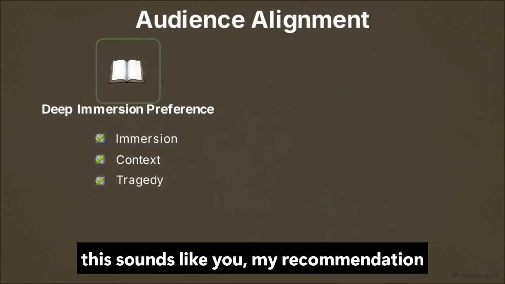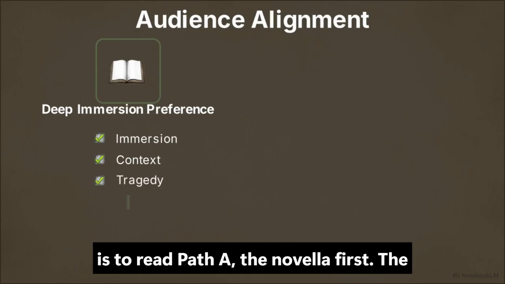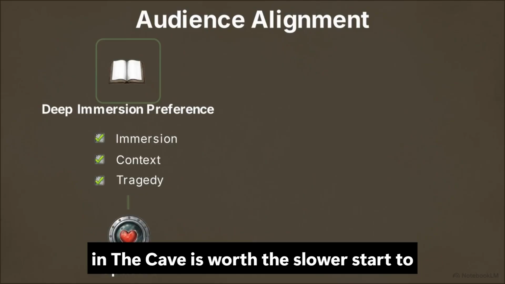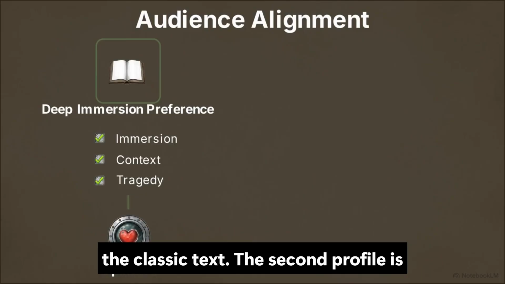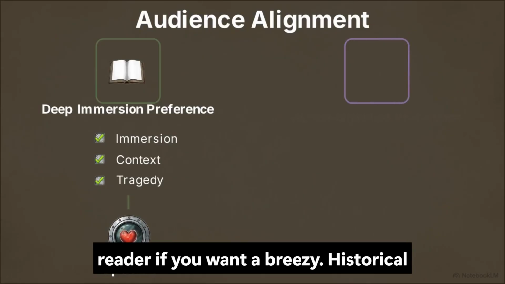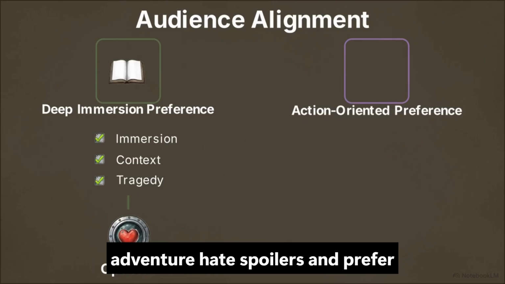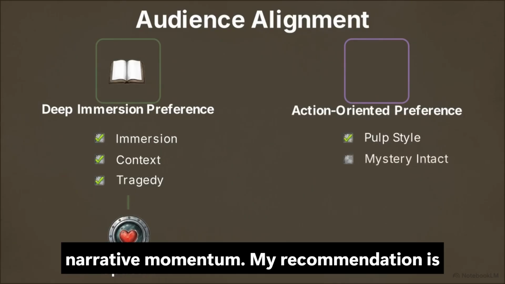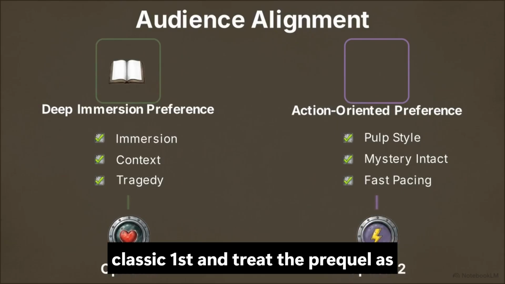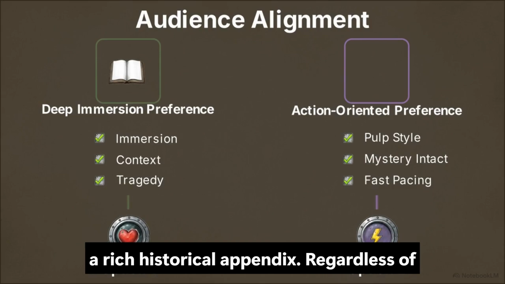If this sounds like you, my recommendation is to read Path A, the novella first. The emotional payoff of finding that journal in the cave is worth the slower start to the classic text. The second profile is the Classic Purist, or the time-conscious reader. If you want a breezy historical adventure, hate spoilers, and prefer narrative momentum, my recommendation is to read Path B. Start with the classic first, and treat the prequel as a rich historical appendix.